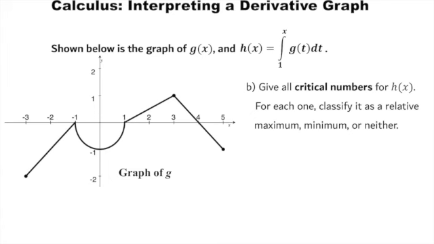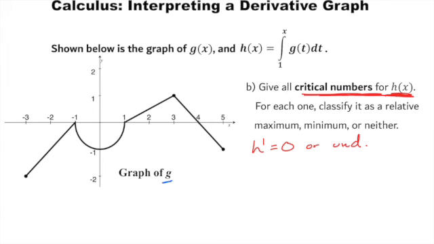Part B. Find all critical numbers for h of x. So a quick review of that. A critical number for a function is anywhere where h prime, the derivative of whatever function you're talking about, in this case h, is 0 or undefined. And remember that we've established in part A that h prime is g, right? You don't need to reestablish that if you've shown that in your work in part A. You don't need to retell the grader every time.